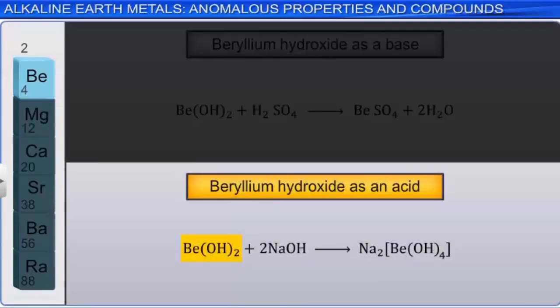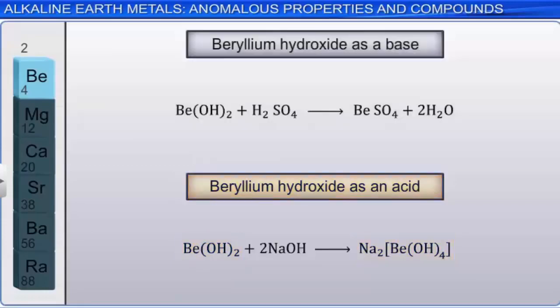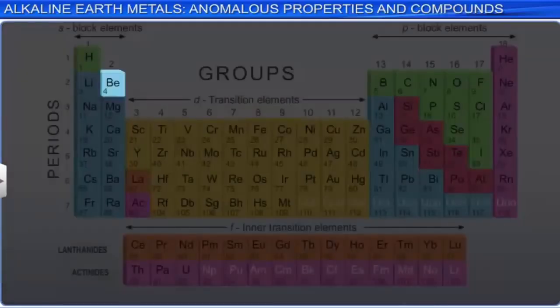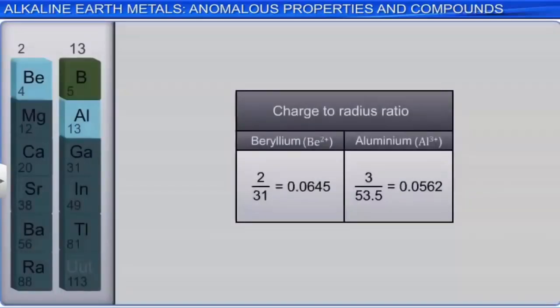In several ways, beryllium behaves more like aluminium than the other group 2 elements. It's worth being familiar with the details of this diagonal relationship. First, the beryllium ion and aluminium ion have similar charge to radius ratios as shown here. Neither beryllium nor aluminium reacts readily with acids due to the oxide film that both the metals exhibit on their surface.